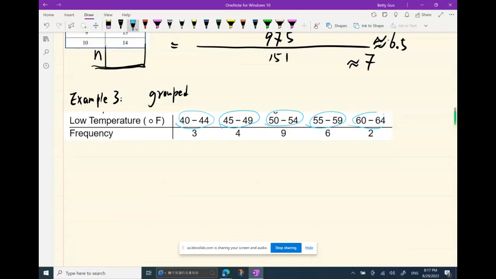And among the values in the sample, 3 of them fall in the first class. That means 3 values fall between 40 and 44. Again, this is not 40 minus 44, okay? This represents a range from 40 to 44. And then we have 4 values between 45 and 49, 9 values between 50 and 54, 6 values between 55 and 59, 2 values between 60 and 64. Then are we able to find the mean? Let's see if we have any questions.